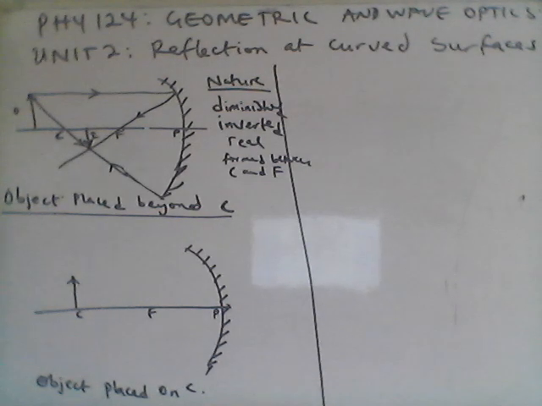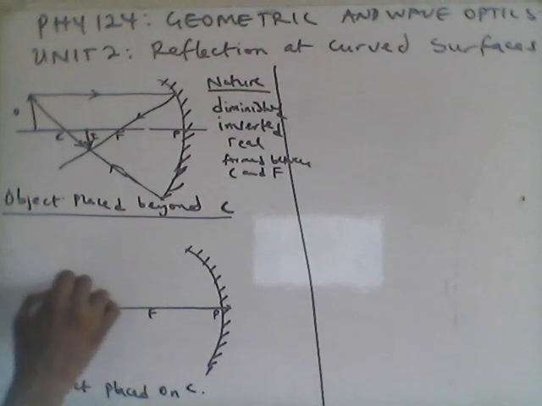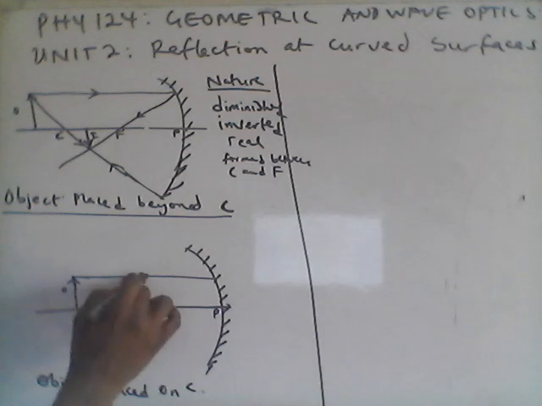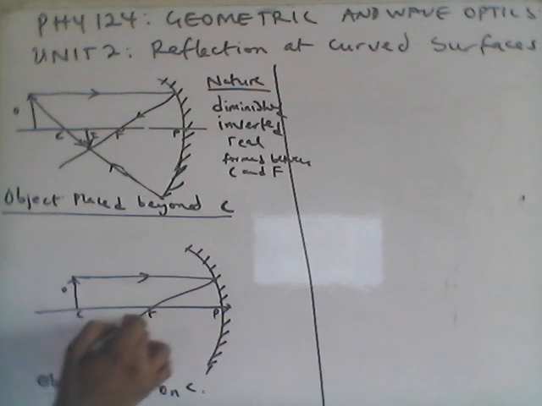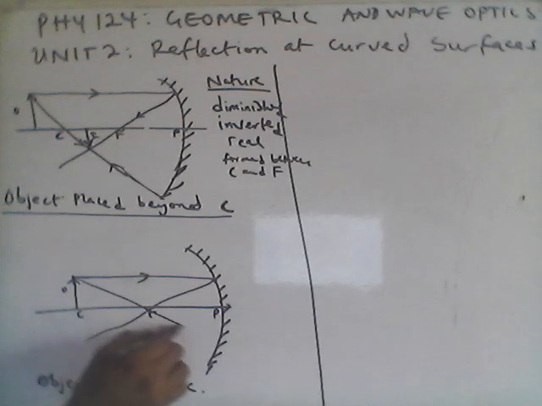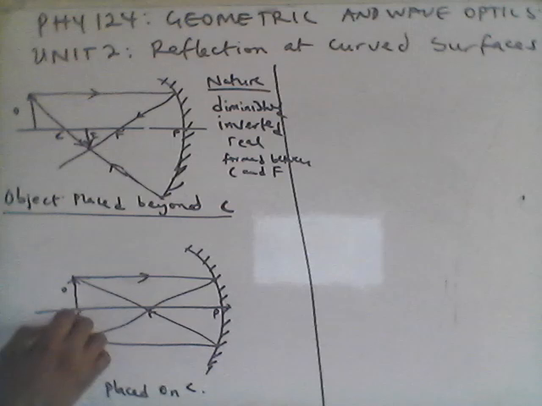Object placed on C. The first ray from the object, this object O, goes and hits the mirror, and normally is reflected through F. The second one also goes through F, hits the mirror, and is reflected back to this point, and the image is formed like this.